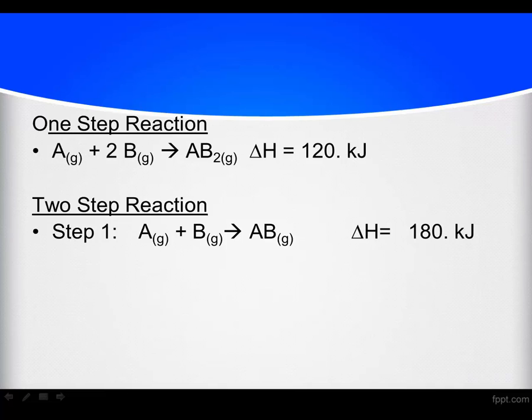Taking A and B and adding them together to form AB has a delta H of 180 kilojoules. So it's absorbing 180 kilojoules.